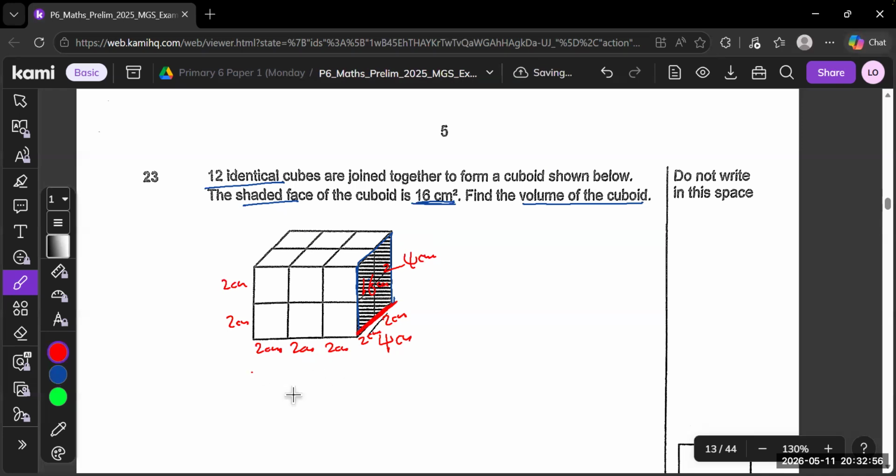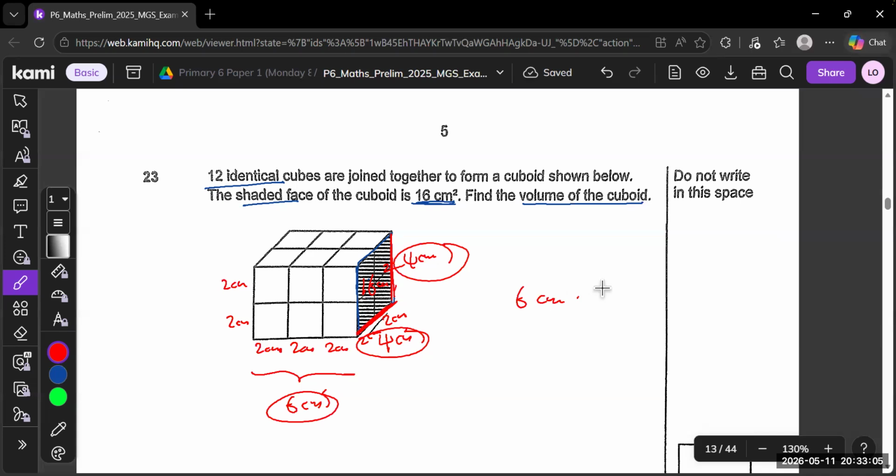So you have 6 times 4 times here. This is also 4. So 6 times 4 times 4, you will get, what do you get? You will get your answer, which I forgot to give to you. Your answer is 96 centimeter cube. That's your answer. Okay? So, understand? There is also another way to do it.